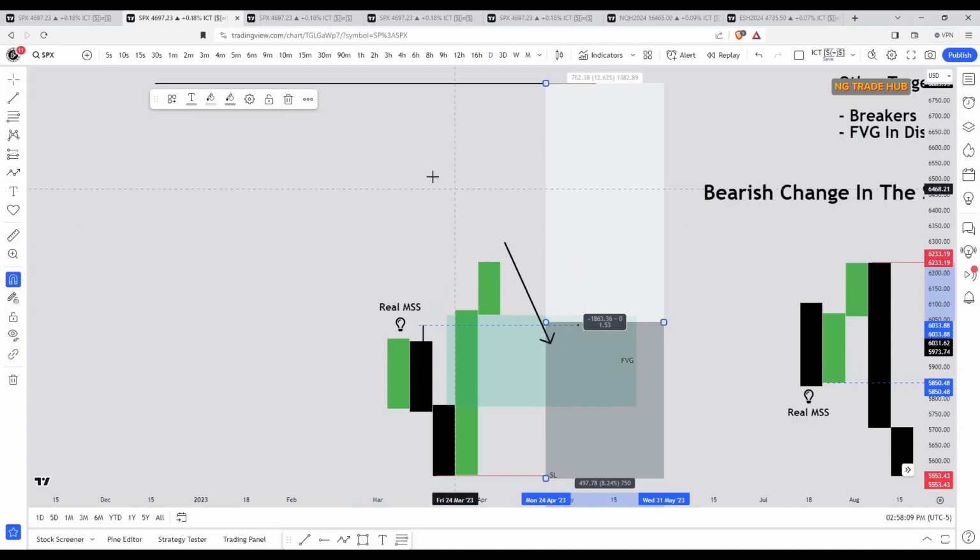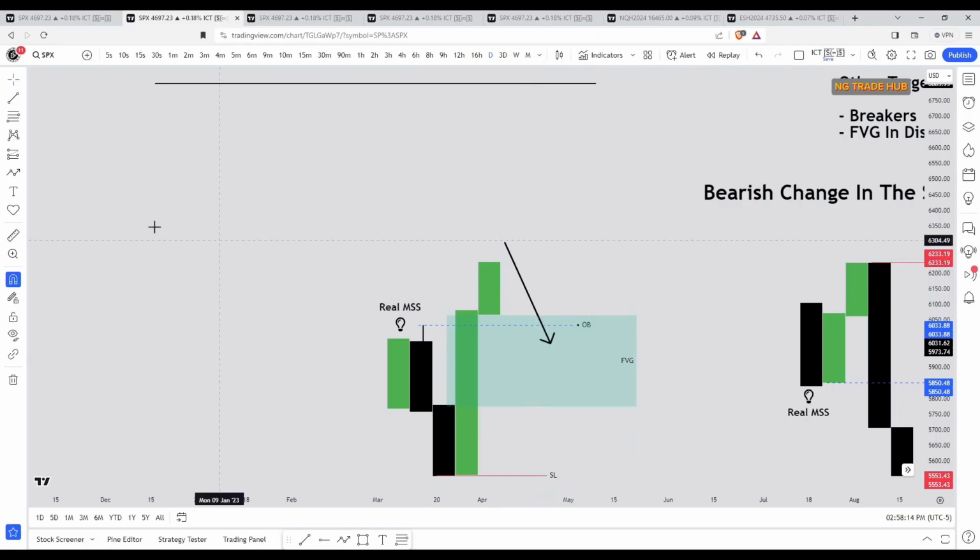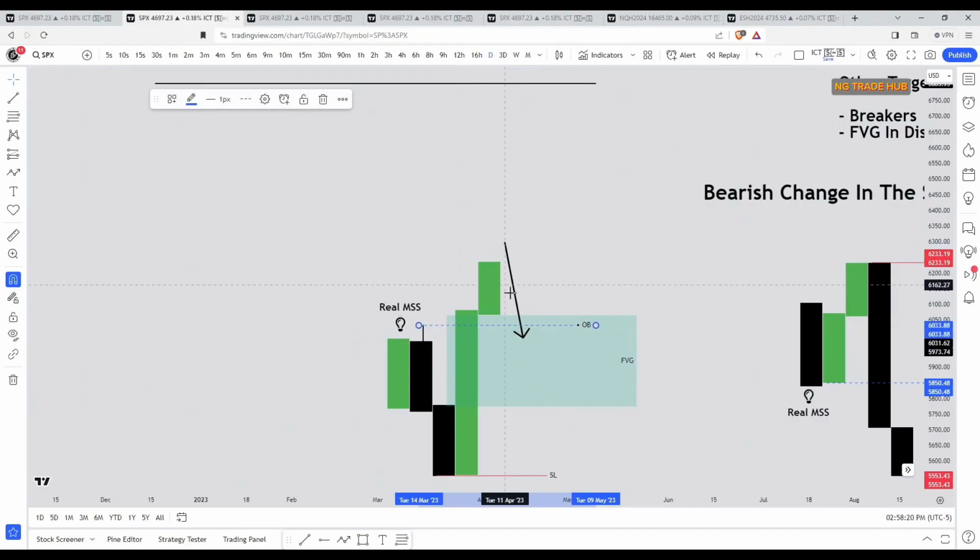So it doesn't really matter where you enter. Some people are thinking, well, where do you enter in this? You could enter once it taps back into the order block right here, this blue line, whether that be the open or the upper wick. You could enter as soon as it taps into the fair value gap.